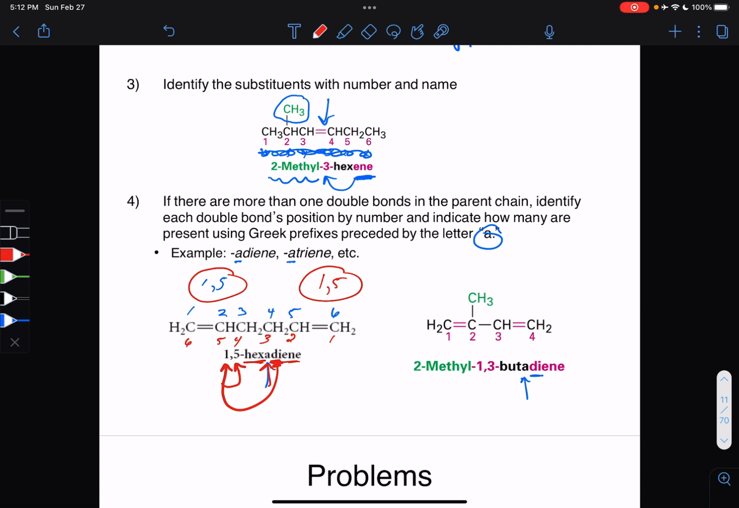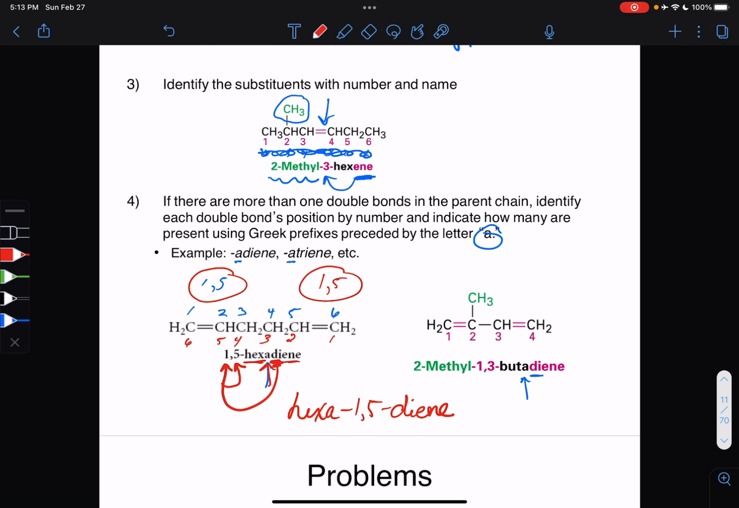And remember, you just have to number the first carbon of the double bond because double bonds have to be between consecutive numbers. So between 1 and 2, or 3 and 4, or 5 and 6. They cannot be between non-consecutive numbers like 1 and 6 or 1 and 4. It doesn't work that way. The other way that you might see this is you might see it written hexa-1,5-diene.